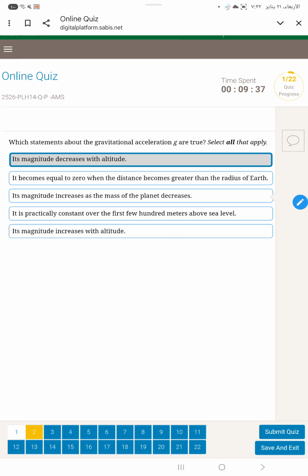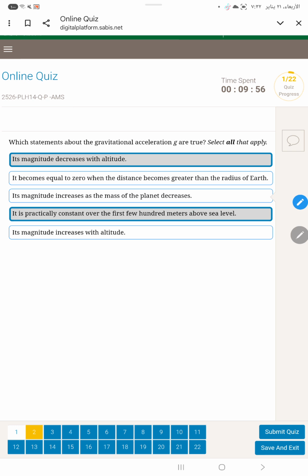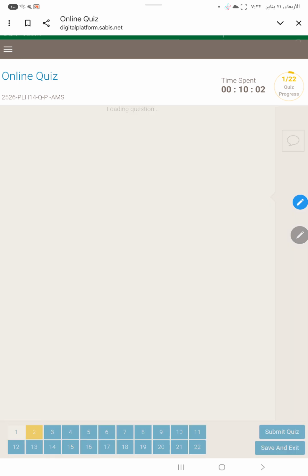So this is false. Its magnitude increases with the mass of the planet as the mass of the planet decreases. This is false. It's practically constant over few hundred meters above the sea level. This is correct. Its magnitude increases with altitude. This is wrong. Question number 3.